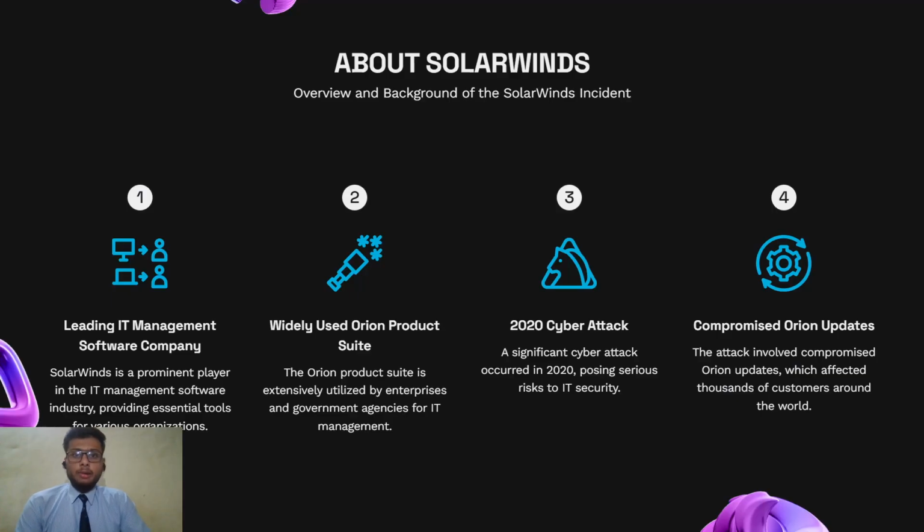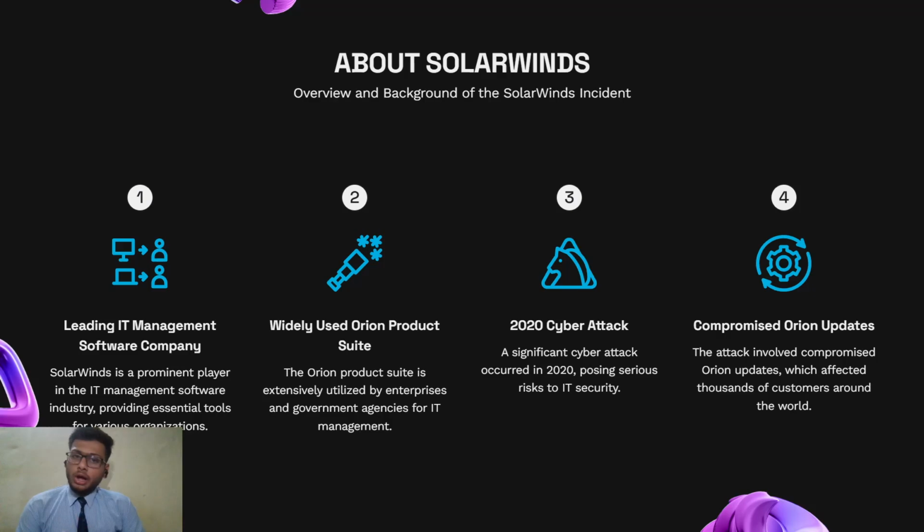So we'll see about SolarWinds. So that's our case study. So first, see what is SolarWinds. So basically, SolarWinds is an IT company providing services to other IT companies, and their key product is the Orion product suite. So many government agencies as well as many enterprises use that Orion product suite.